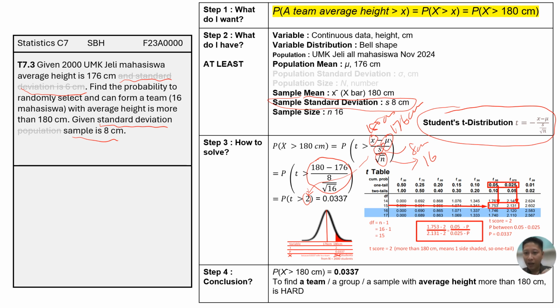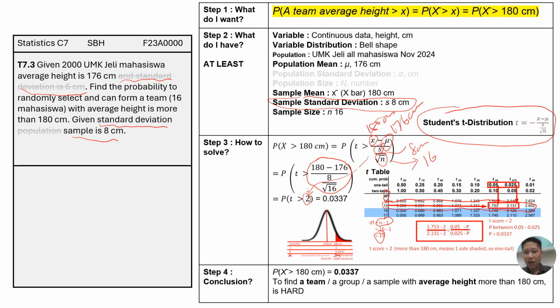Means that we are asking the T table to help us convert from T becoming the P. For the T table, the case is more complicated. Why? Because we need to consider two things. The first one is what is our degree of freedom, DF. This is taking our sample size. We have 16 mahasiswa minus 1, 15. Means that we're going to refer to this row.